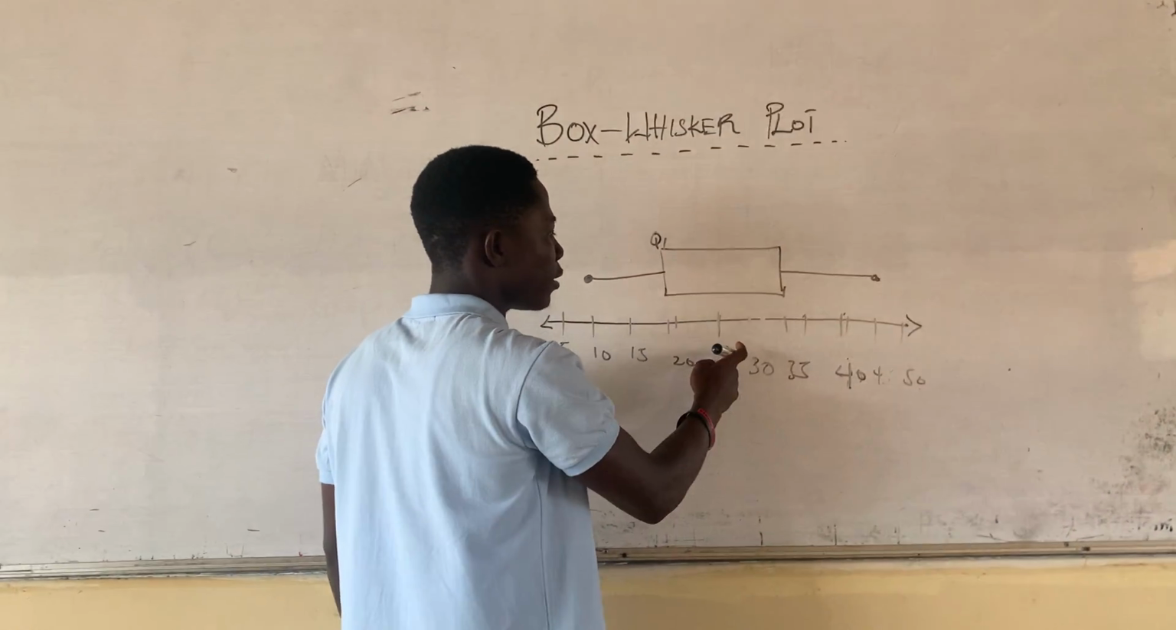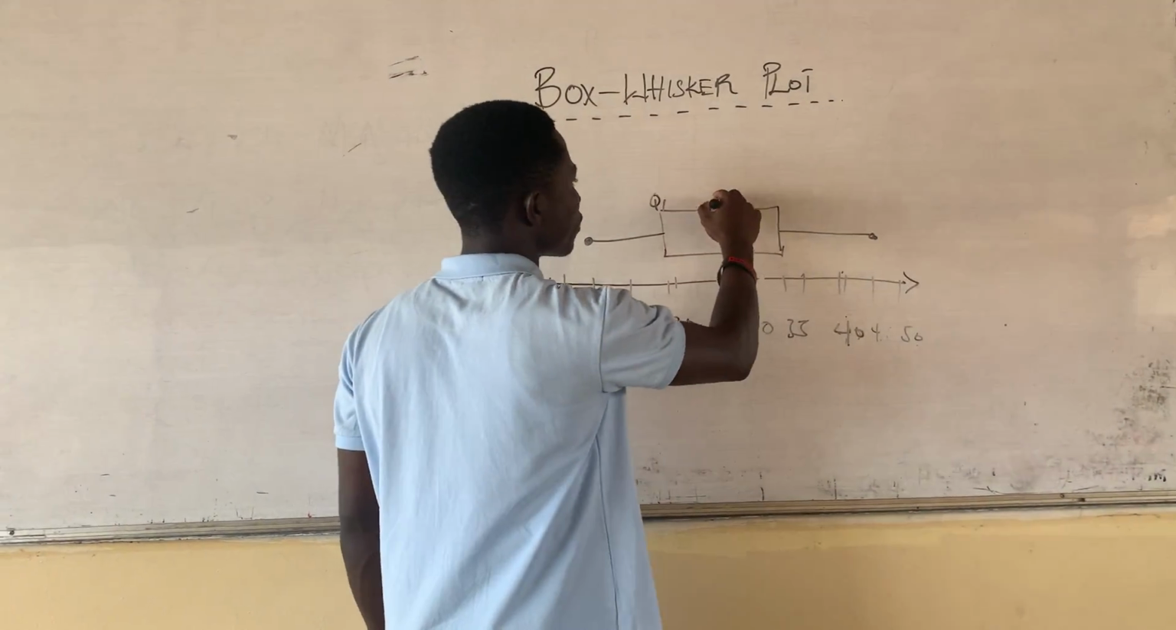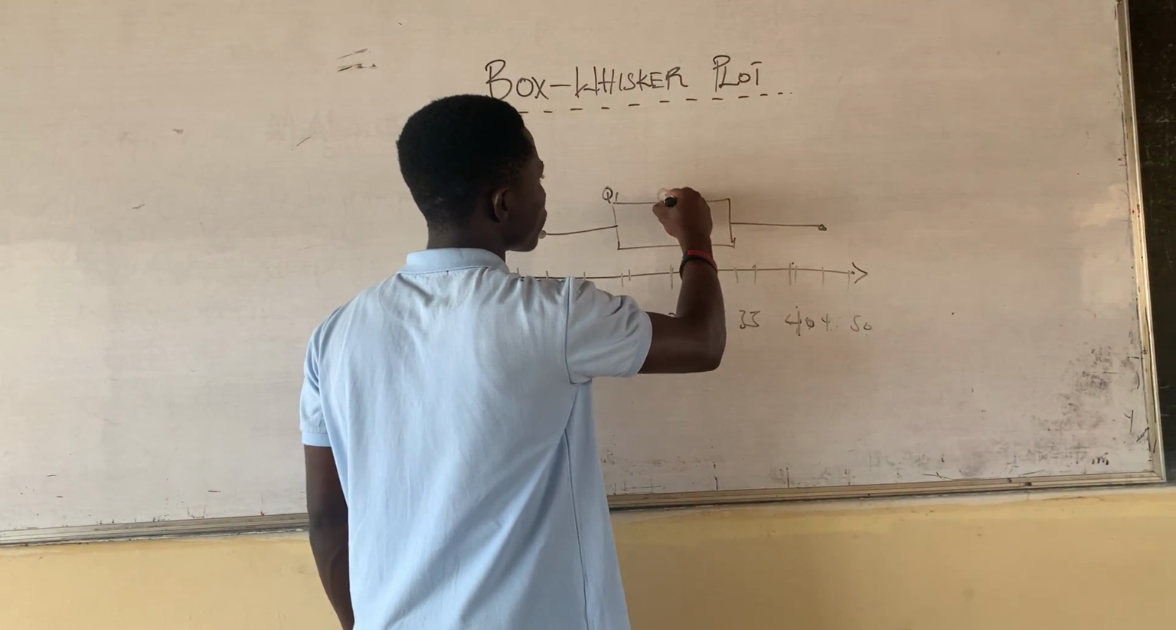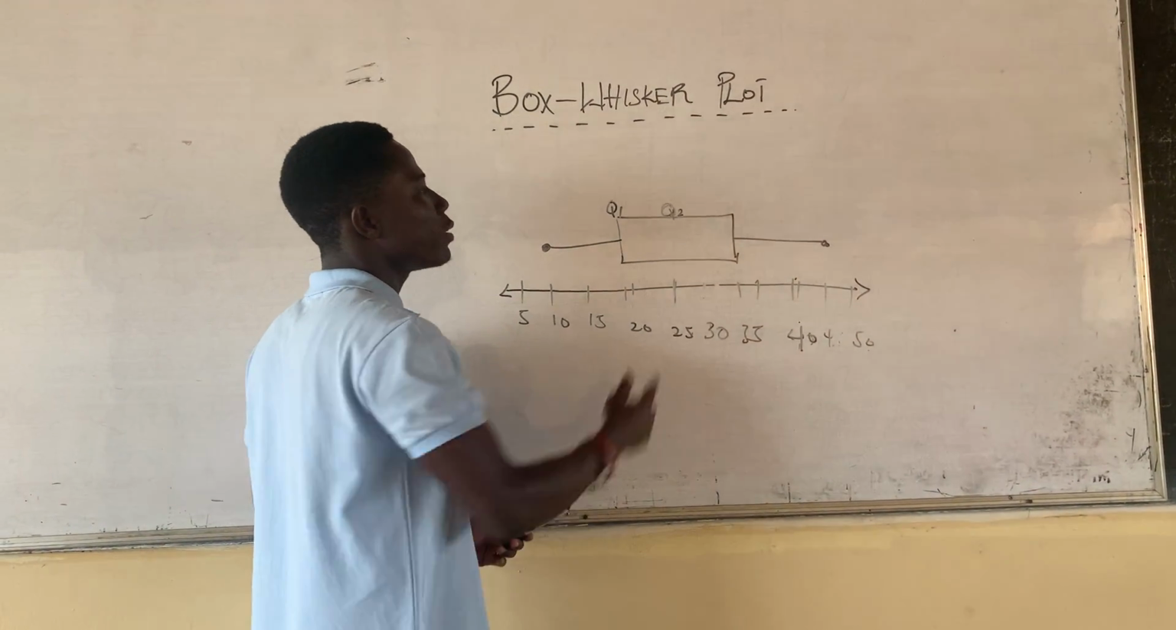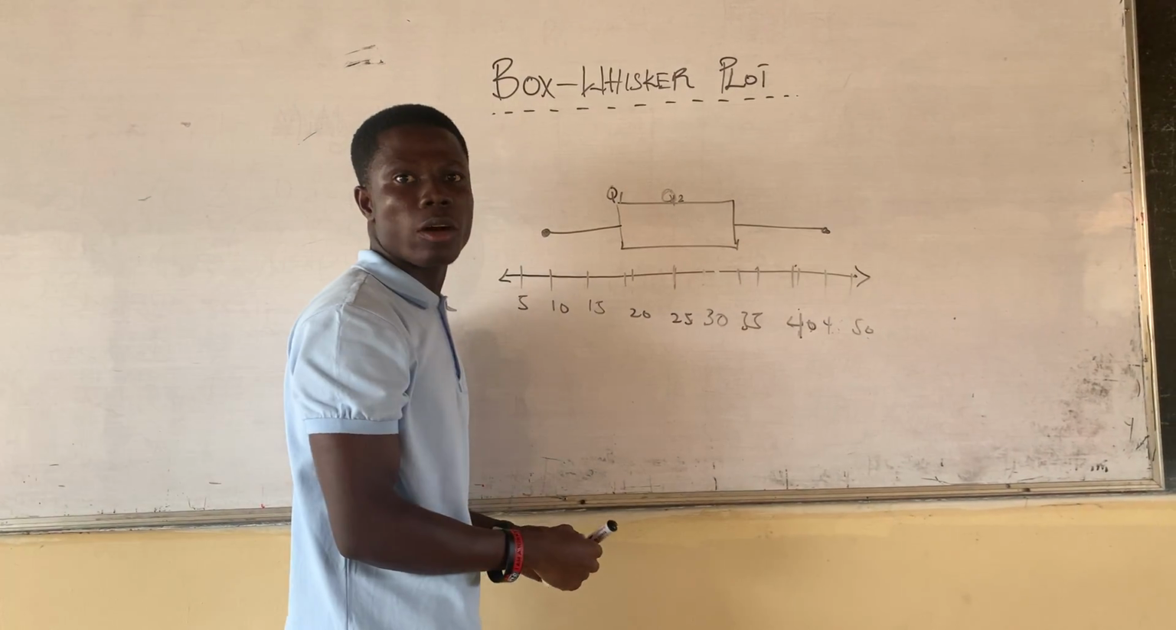Then the middle is our median. So that is Q2. Now the last edge of the box is our third quartile. That is Q3.